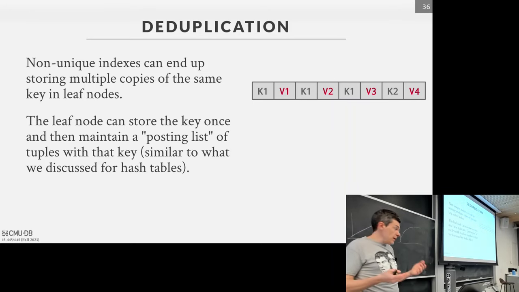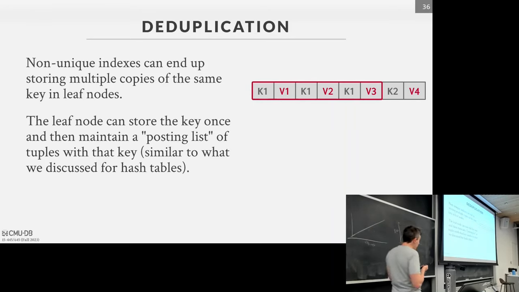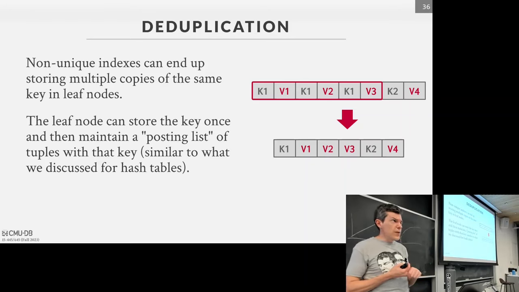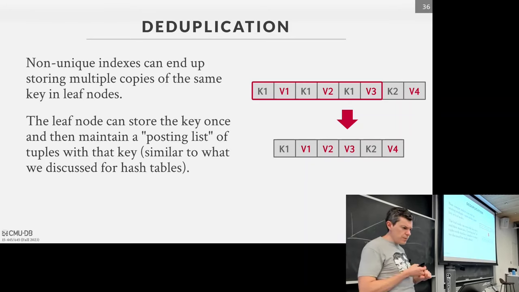But if I have a bunch of non-unique keys that are going to end up in the same node, it's just like prefix sorting or prefix compression. I just store the duplicate key once, then have a posting list or list of all the values that correspond to that key. And now I'm only storing one copy of that key. Right? Postgres added this in Postgres 15. I think it came out last year. And it's a pretty significant drop in size of your nodes.